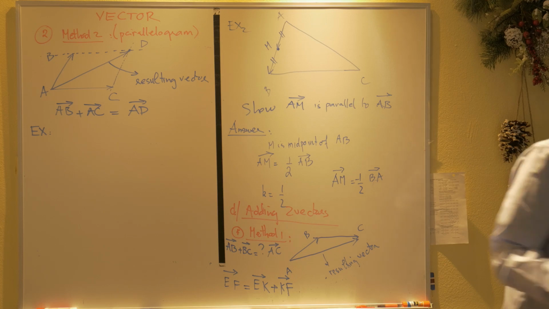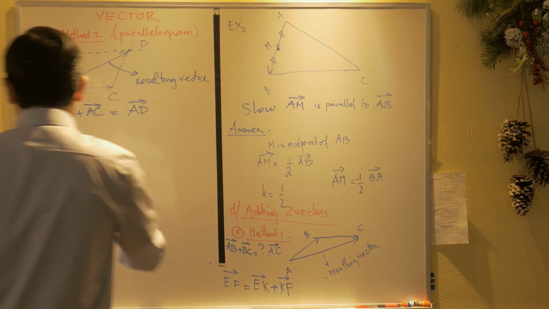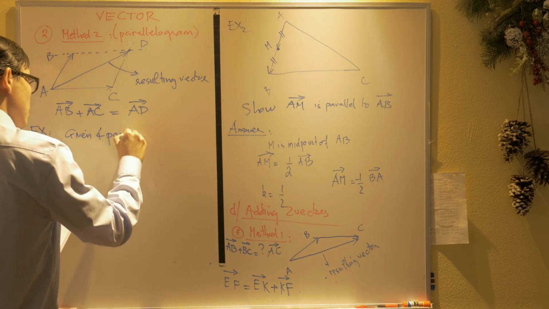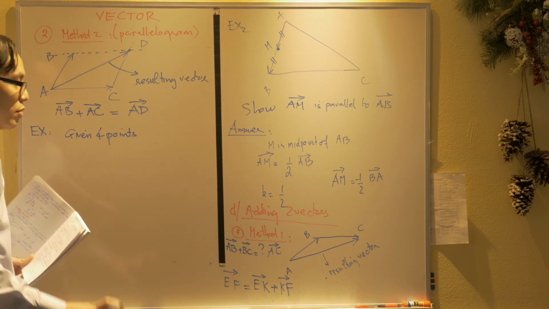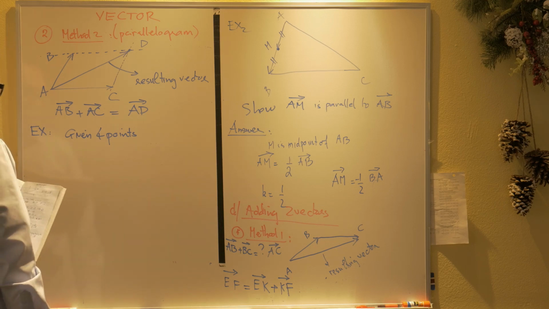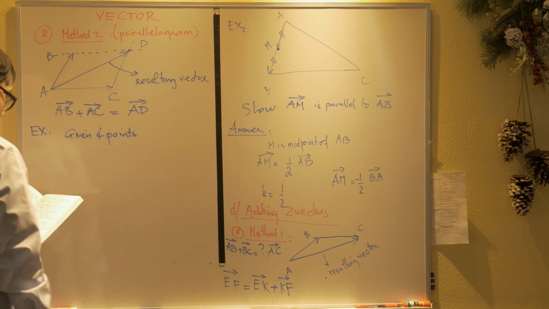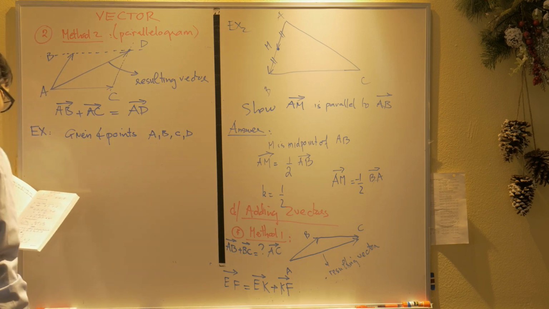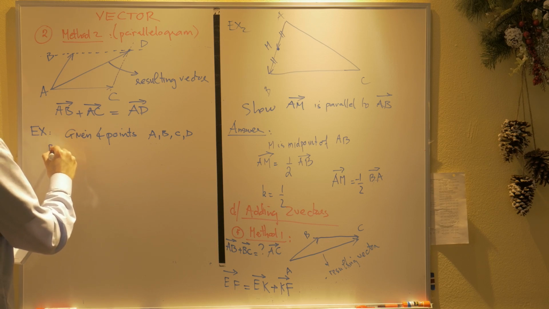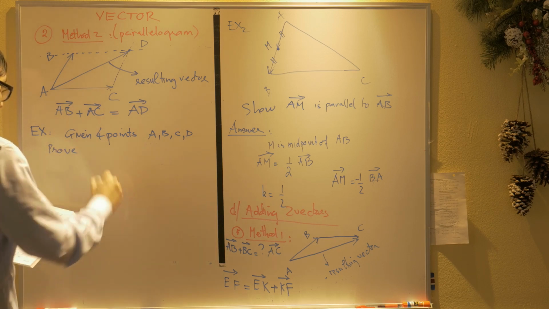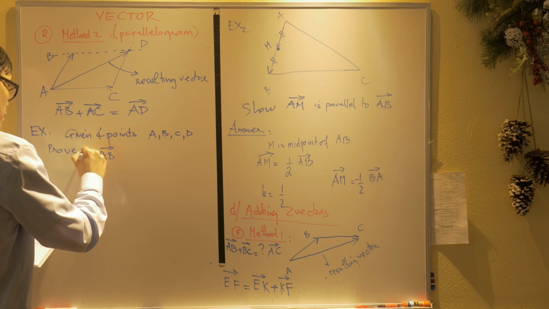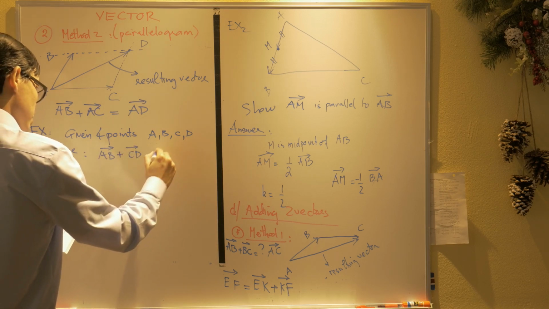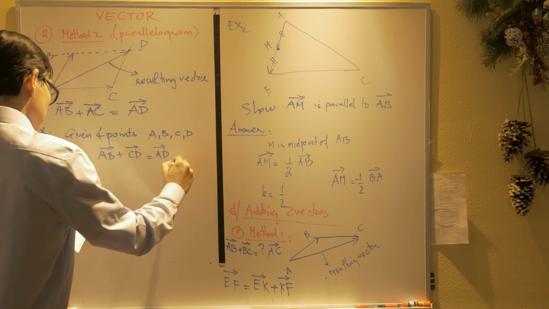Example. Given 4 points A, B, C, D. This example is very helpful; it helps you understand vectors better. I want to prove that vector AB plus vector CD equals vector AD plus vector CB.